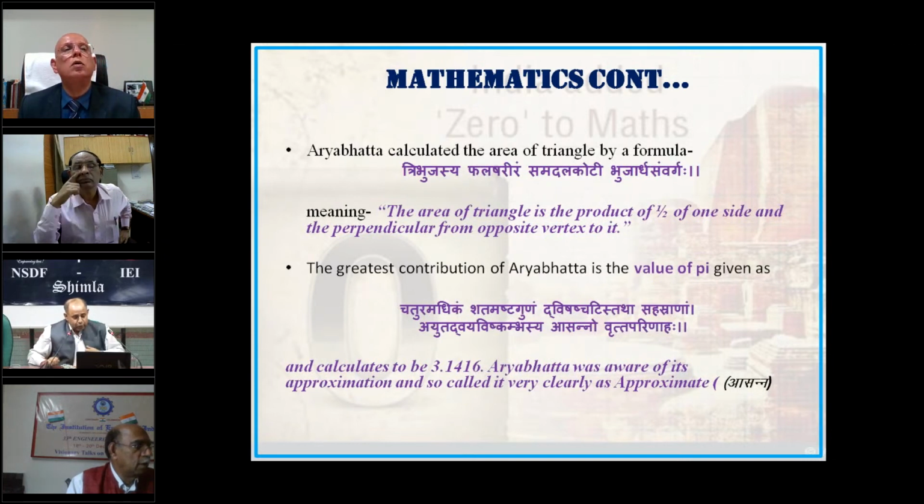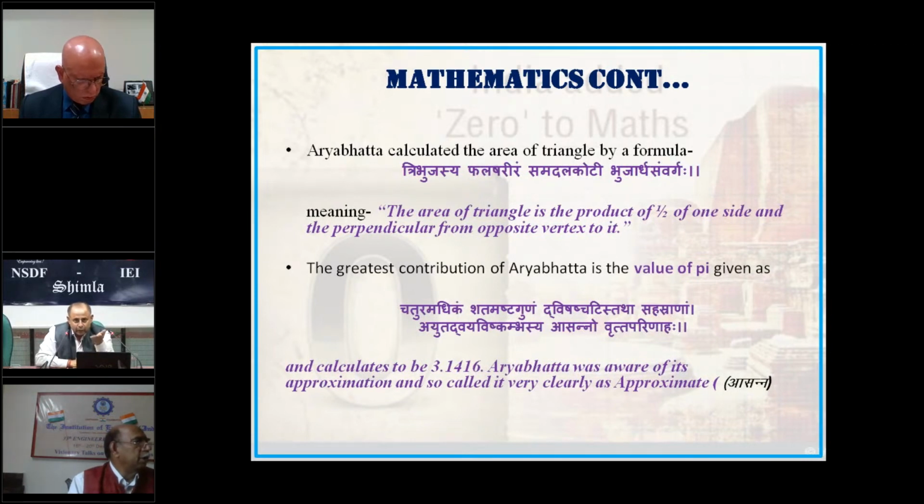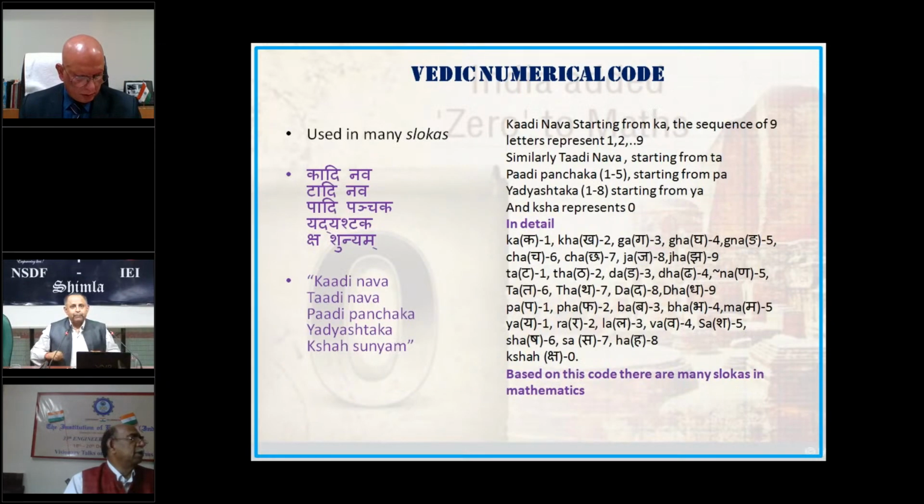Nobody, please. So, this is what you see, Aryabhata calculating the value of pi. He's saying this thing in a shloka. Chaturadhikam Shatamashtaguṇam. 3.1416, and even up to 32 decimals, I'll tell you exactly. And people have calculated the value of pi only maybe 150 years back. And this is something very important.